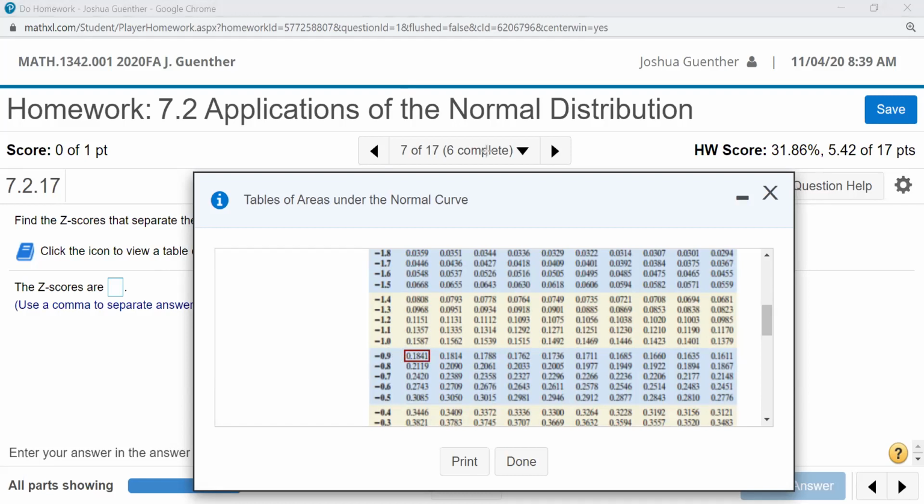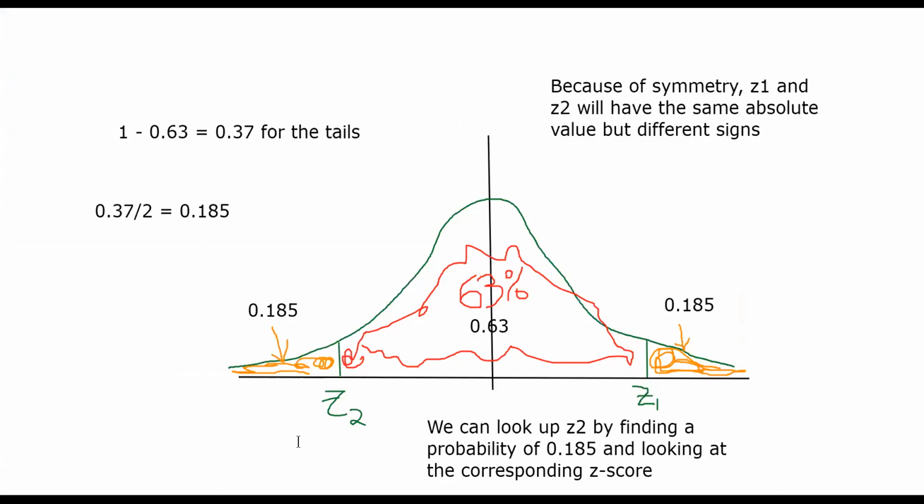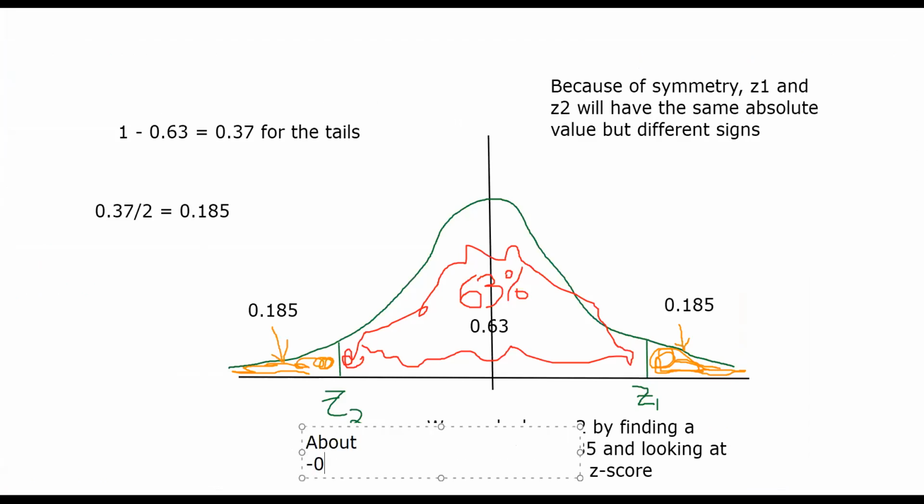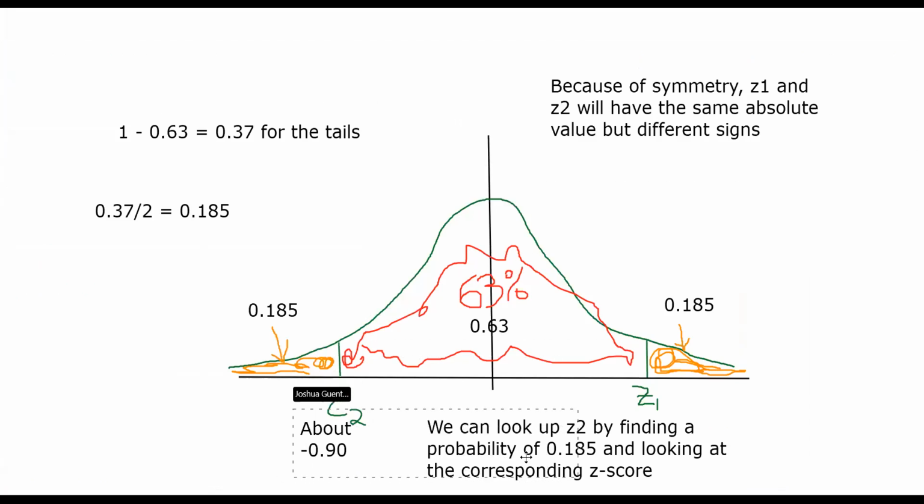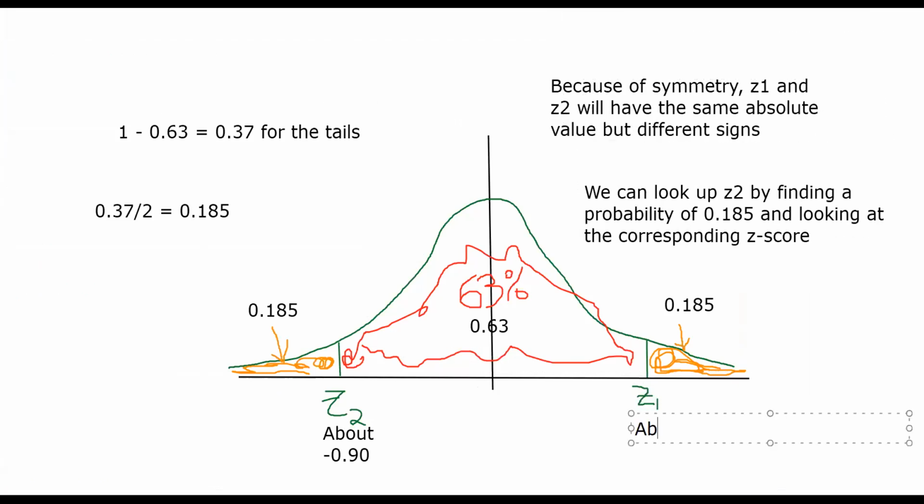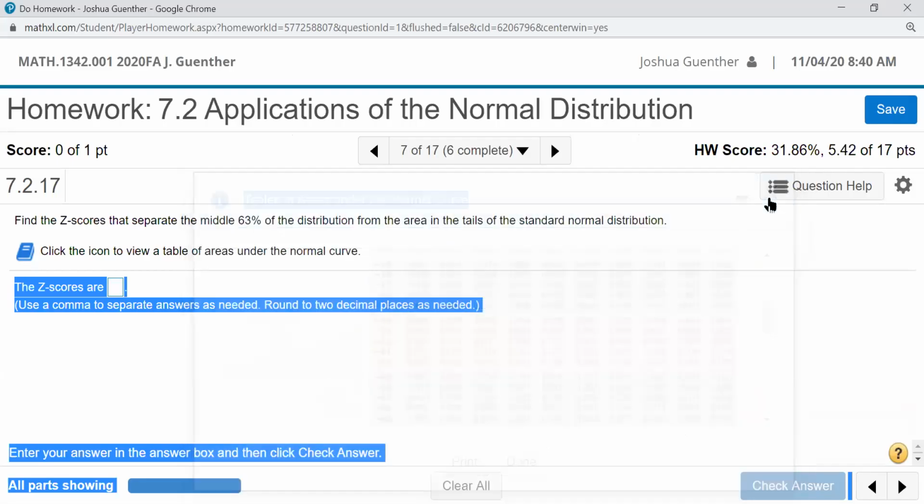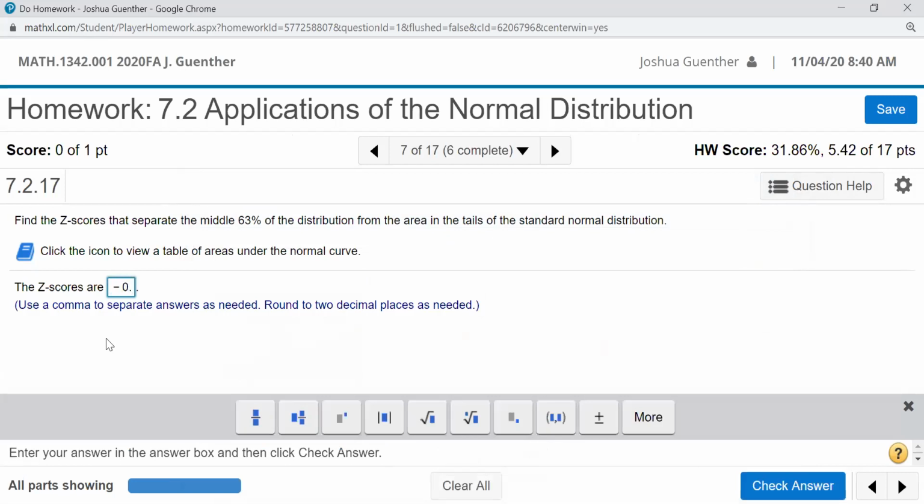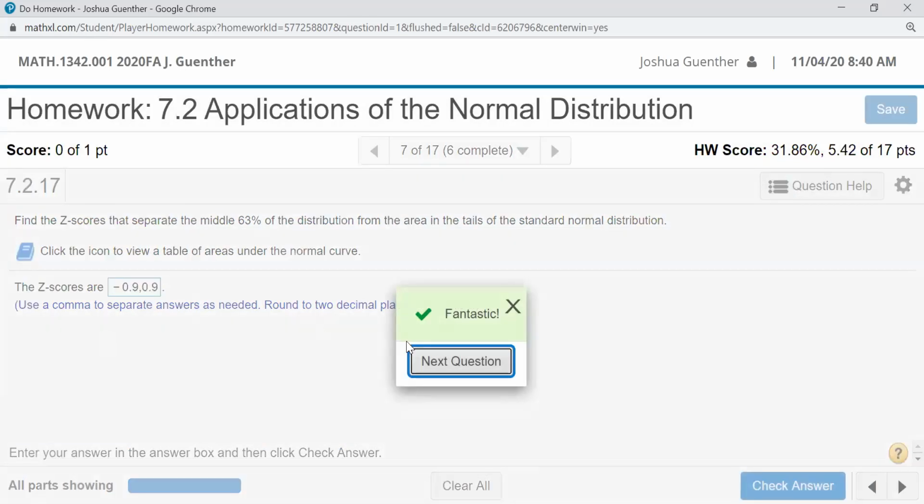So negative 0.90. And remember, we can only get so close. This is about negative 0.9. Because of symmetry, this would be about positive 0.9. And now it may reject our answer just because we may not have rounded the way it wanted. Nope, it was happy with that. Made a comma separated list and included both Z-scores.